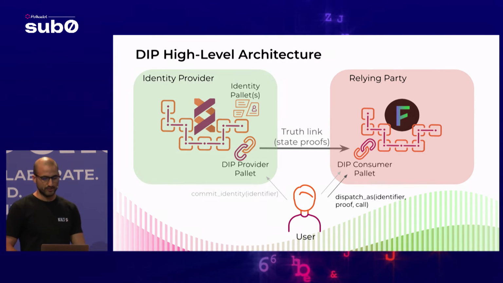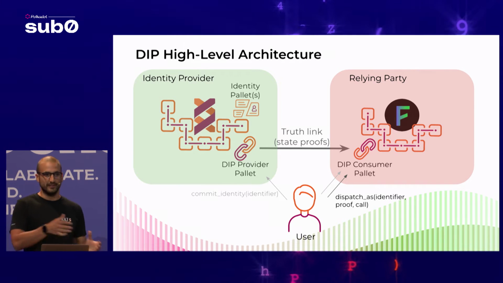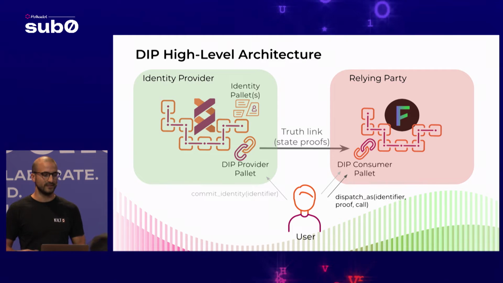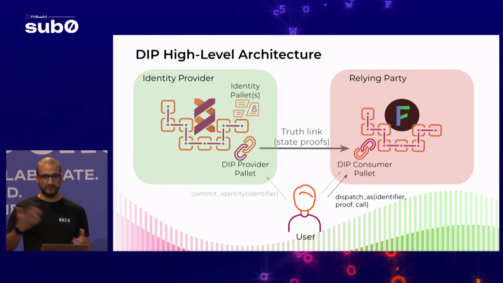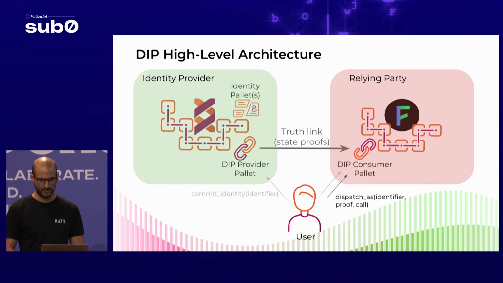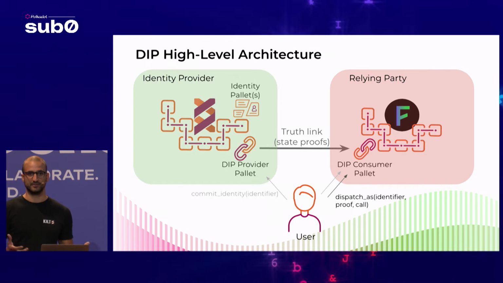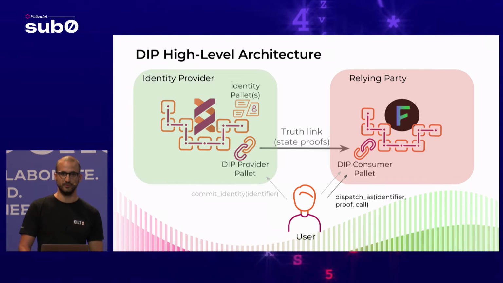And then, because the identity has been bridged, the user doesn't have to go through the provider every time they want to do something, so they bridge it once, and then they can use it as many times as they want on either consumer or relying party parachains. And it's guaranteed that information is always fresh because it stays on storage. It's based on storage proofs.